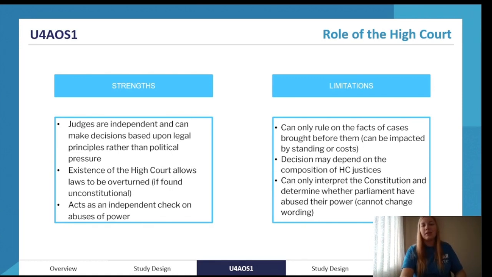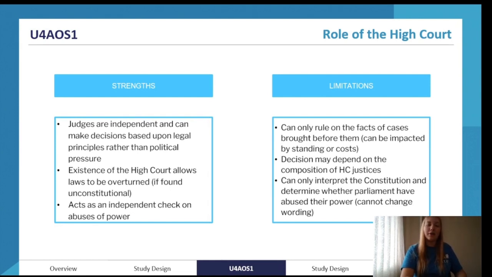So what are some strengths and limitations? Of course, judges are independent and they can make decisions based upon legal principles rather than political pressure. And because they're so independent, they don't care about the political pressure, or they shouldn't care about the political pressure. And we have unbiased lawmakers reviewing constitutional matters and matters regarding constitutional interpretation and making just decisions based on what they think the Constitution actually intended.